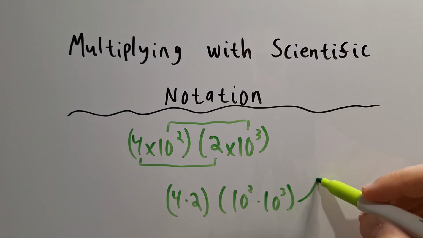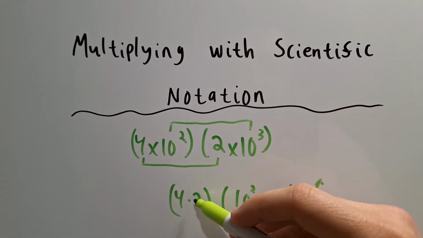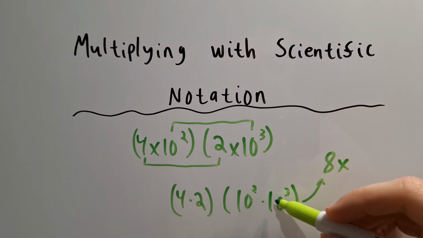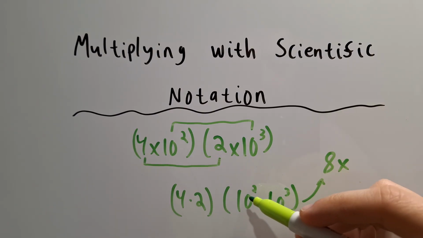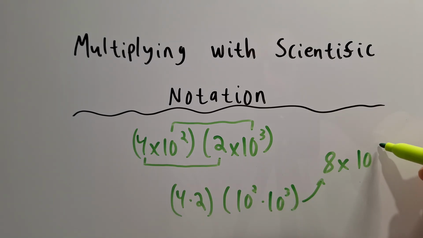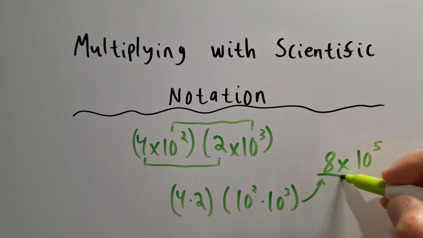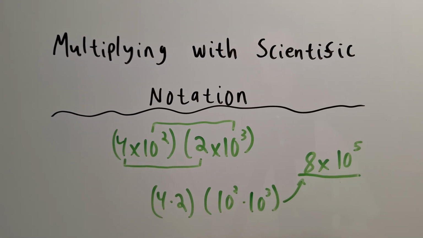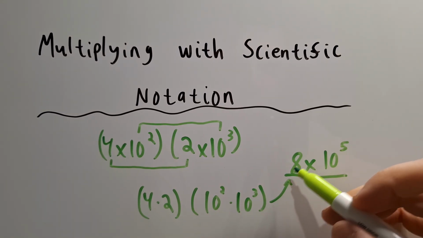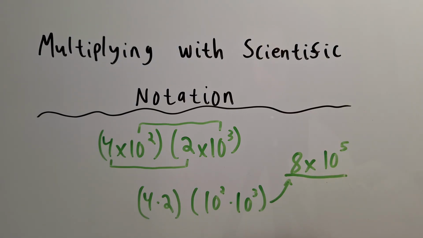So from here, we simply multiply 4 and 2. And then for here, we just add the exponents. So 10 to the second times 10 to the third would be 10 to the fifth. This would be our solution, and we don't have to do anything else because this number is in between 1 and 10. And that's the key here. Every single time that we get our product, the first number should be between 1 and 10.